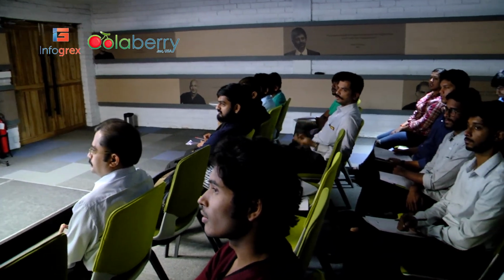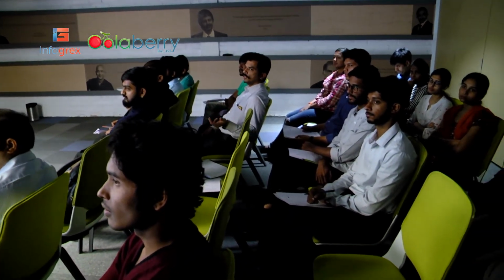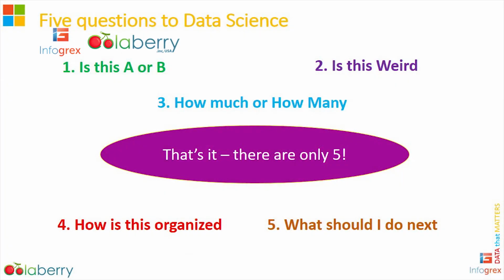Is it weird? Classification question: is it A or B? Regression question: how many or how much? Reinforcement is what's next? So 3 questions here. Is it A or B? That's classification. The second one is: is it weird? Anomaly detection. And the third one is how much or how many, which is regression. And the fourth one is how it is organized, which is basically clustering. And the fifth one, reinforcement: what is next?